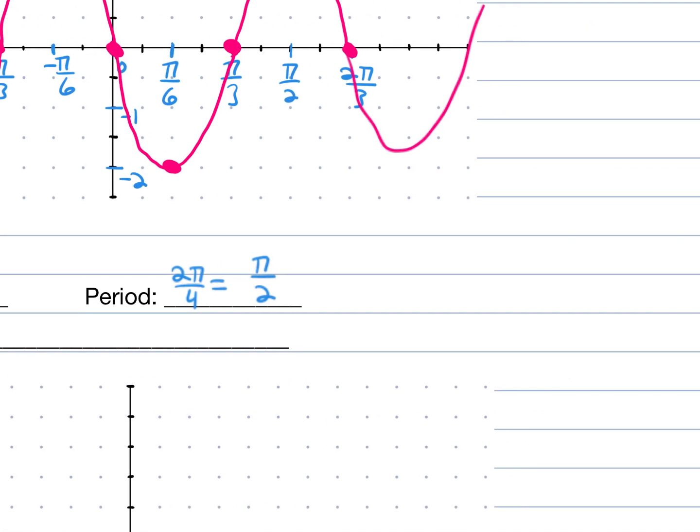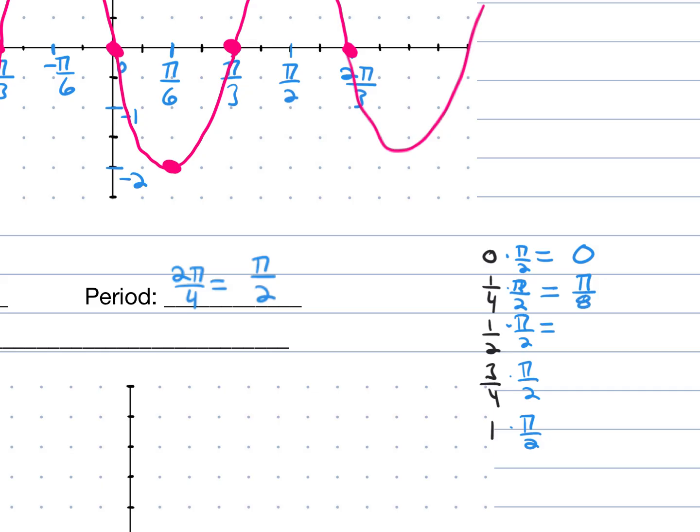And then you want to find your key points. Just list them out. It's going to be from 0 to 1, so I'm going to do 0, 1/4, 1/2, 3/4, and 1. And then you're going to multiply all of these numbers by the period. And then doing that is going to get you 0, pi over 8, pi over 4, 3 pi over 8, and then pi over 2.